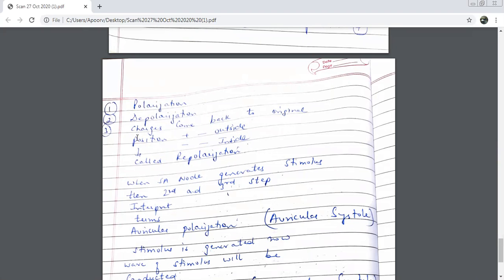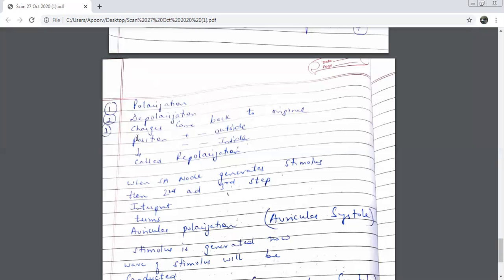Now simply tell me one thing, which system have we studied today of the heart? Conducting system. When we say conducting system, we mean basically that we are starting from the impulse being generated in one node. What was the name of the node? SA node, sinoatrial node. What is the other name of SA node? Pacemaker. Yes.